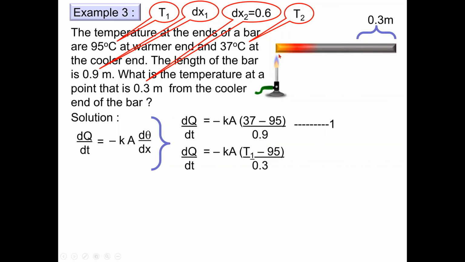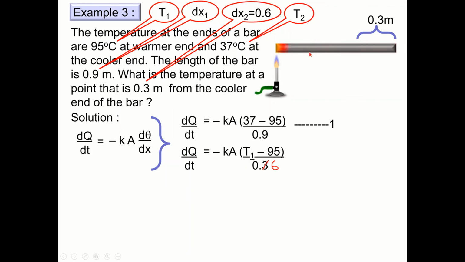For the next distance, the heat travels from one point to the other point, 0.3 from the end of the bar here. And we get 0.3 here. This is 0.6 actually. So typing error. Okay, 0.6. dx2 is 0.6. And dQ/dt is the same because it happens in the same rod, and we assume no heat loss to the surrounding. So the rate of heat flow is the same.